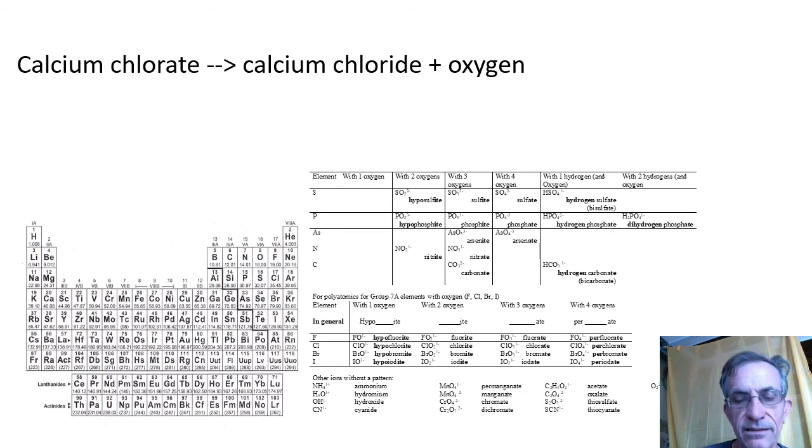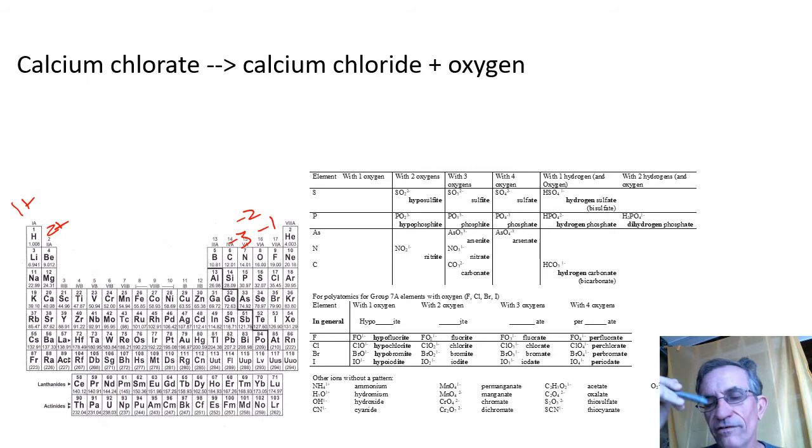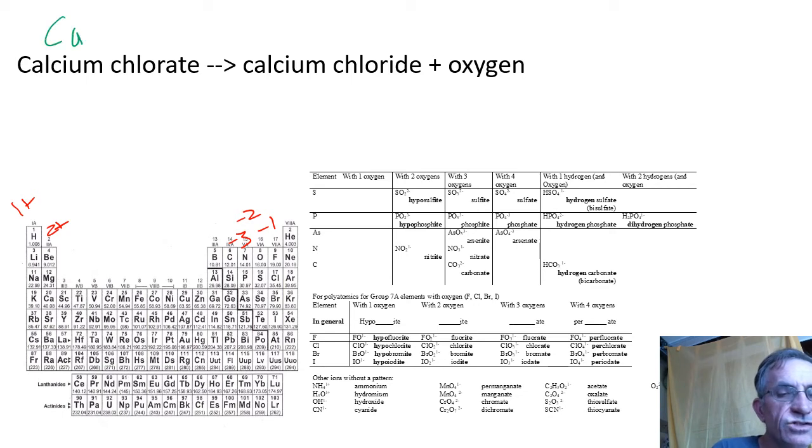Calcium chlorate. Let me remind you: +1, +2, all those charges. Yeah, you got to worry about those charges, my friend. There's more of them, but I'm just going to put in the main ones for now. Calcium chlorate. Calcium, what's the symbol for calcium? Ca. And what's the charge on it? Right here, +2, isn't it?